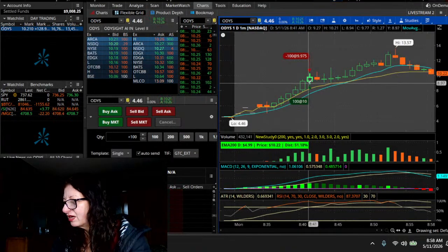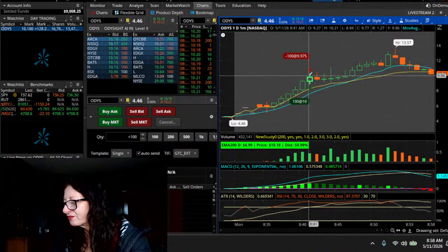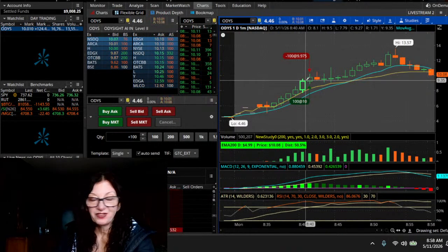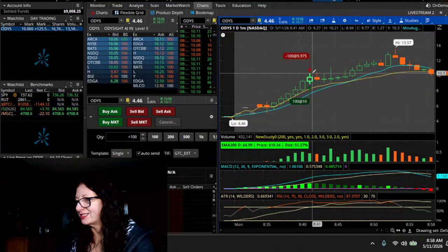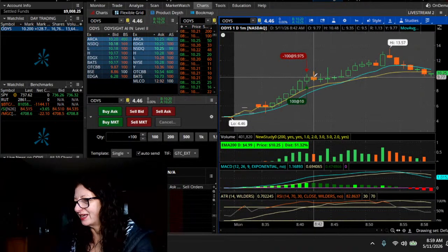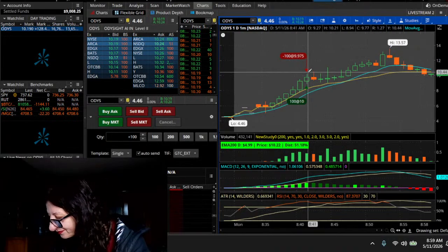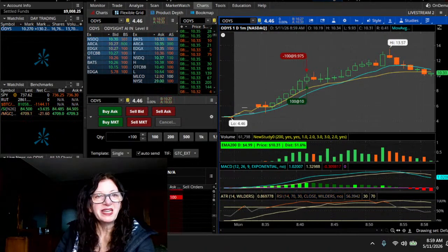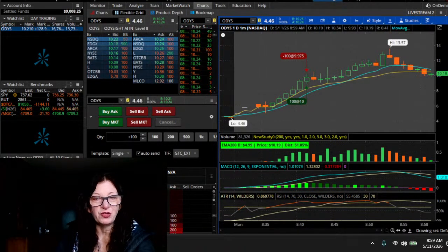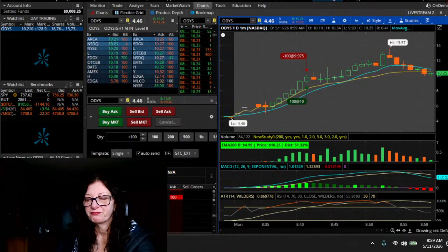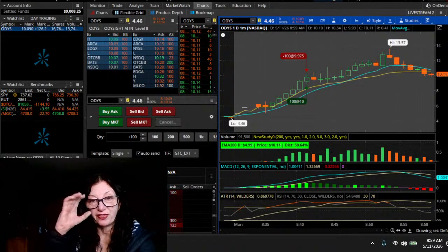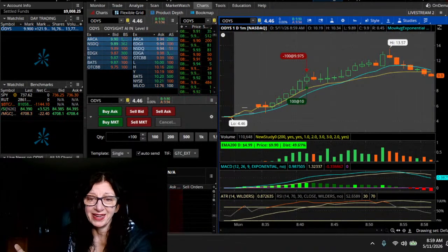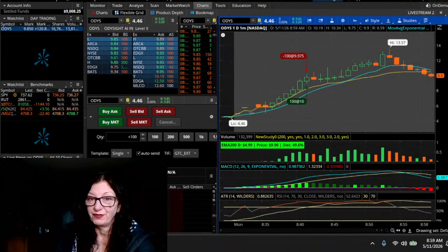$8.40. Yeah, I thought I had a good entry there, but it hesitated. Oh, ticks are another thing. Instead of using dollars and cents like on Thinkorswim, you can't do a 10-second chart, but you can do it by ticks. And honestly, I don't quite get it. So that's a little confusing for me.